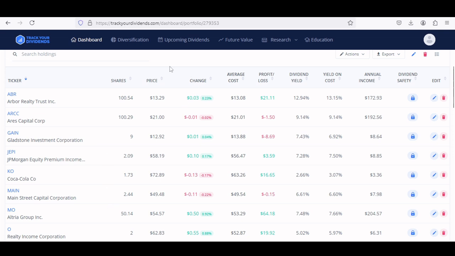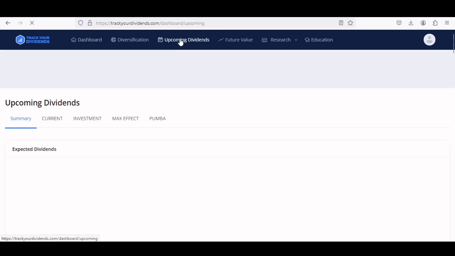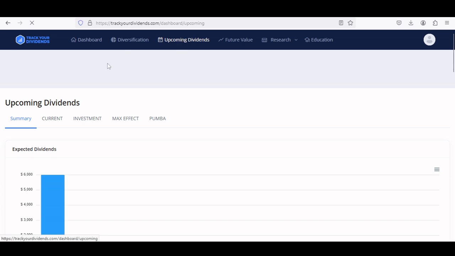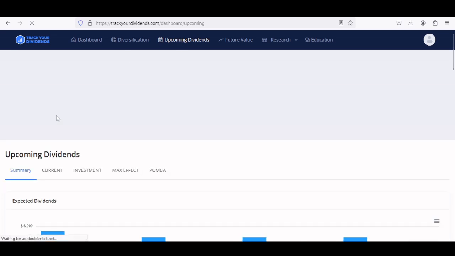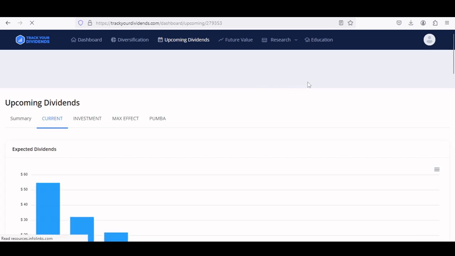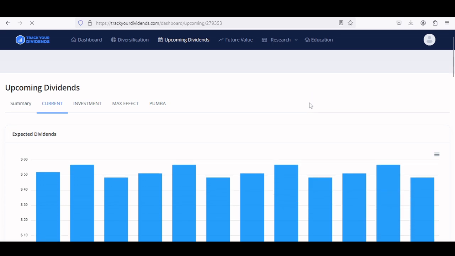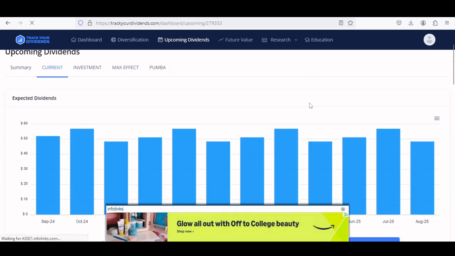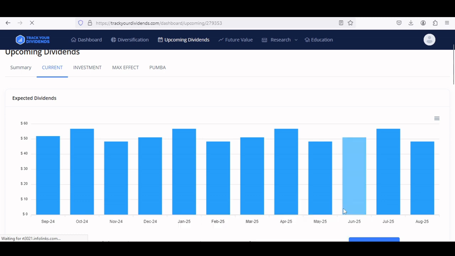So now let's show you where the real magic happens. We're going to go over to upcoming dividends, and we're going to open that up in order to see exactly what this is doing. Once again, we're going to go to the current portfolio. Now, if we scroll down, we're going to get a visual of the amount of money this portfolio makes every single month. And as you can see here, it's upwards of $50 across the board. Now, this is done intentionally in order for me to generate regular, consistent income month over month.